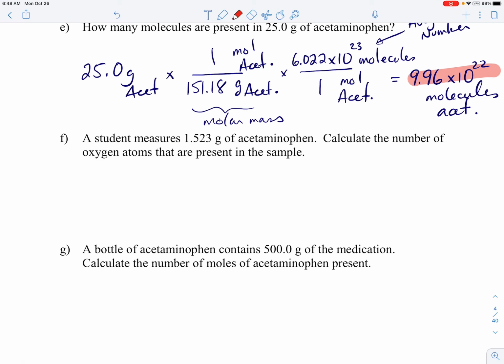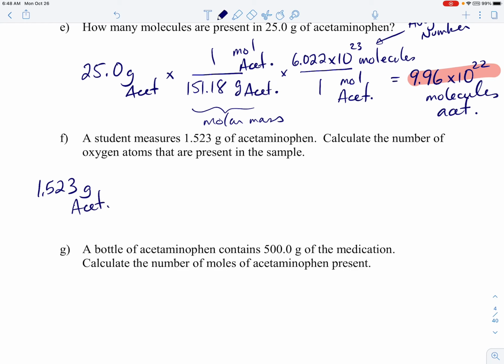Part F is going to get a little bit more complicated. Part F is going to require 3 unit multipliers. We have 1.523 grams of acetaminophen.